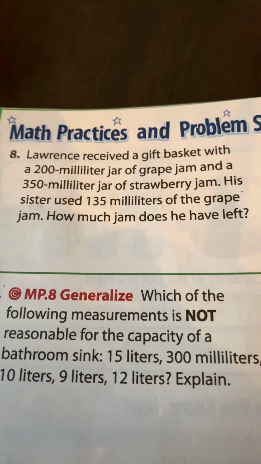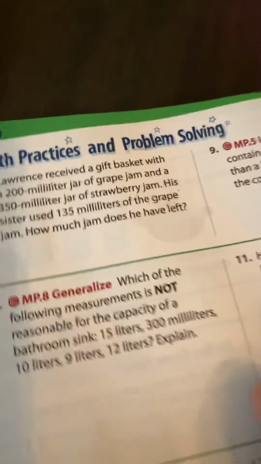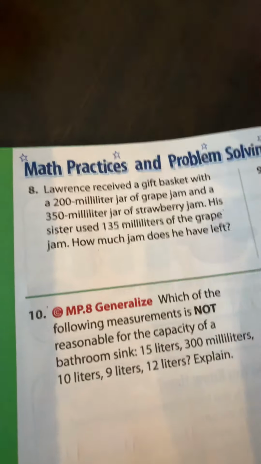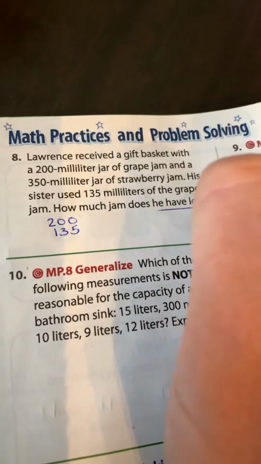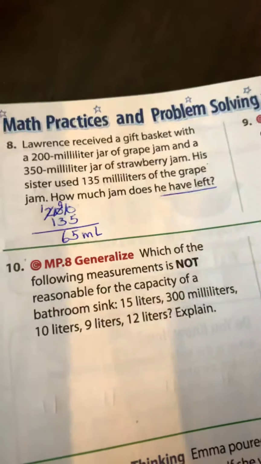Well, this is a 2-step problem. The first thing we're going to do is figure out how much grape jam he has left after his sister used 135 milliliters. So we're going to subtract 135 from 200 because he has left tells us that we need to subtract. Okay? So we know this is 65 milliliters of grape jam left. Is that our answer?